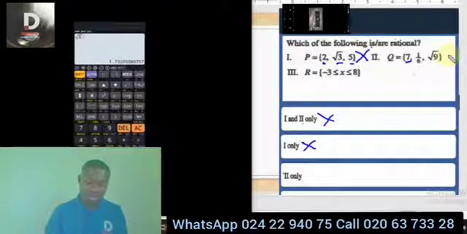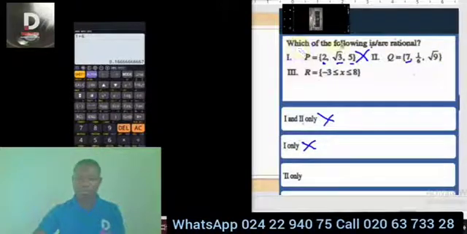1 over 6. 1 divided by 6. This is a rational number. So 7 is rational. 1 over 6 is rational. Why? There's a repetition. Can you see the pattern? 6, 6, 6, 6, 6.